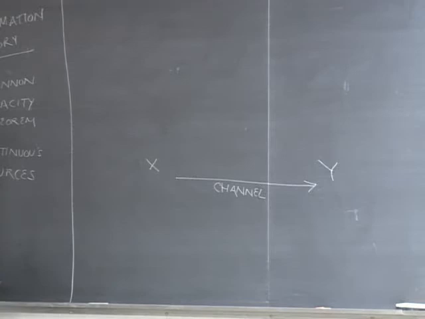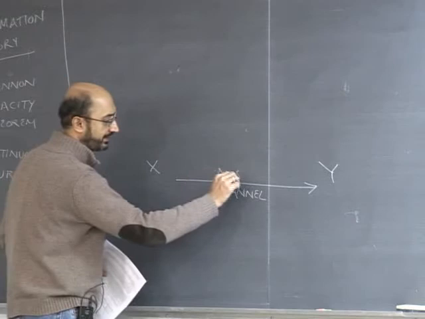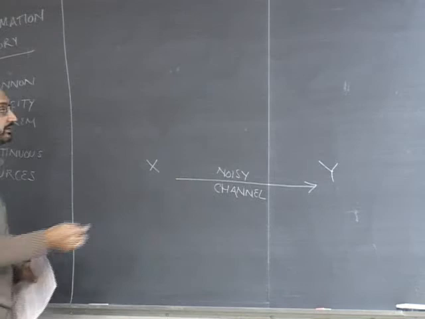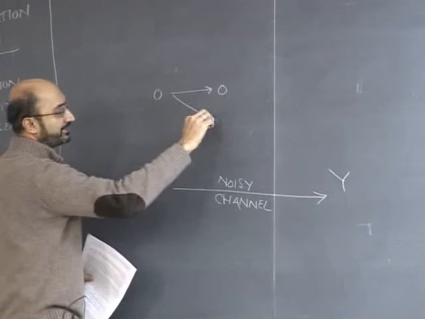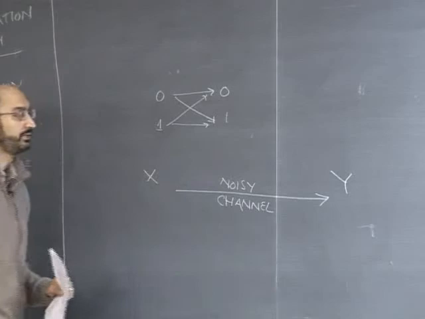So what that means is that when we send a 0 or a 1, the output is going to be probabilistically 0 or 1. So if you send a 0, with some probability it comes out as a 0, but there's some other probability it comes out as a 1. If you send a 1, symmetrically, the probability is that it comes out as a 0 or a 1. And that's the definition of a noisy channel.